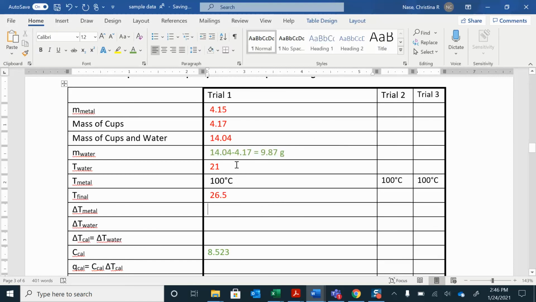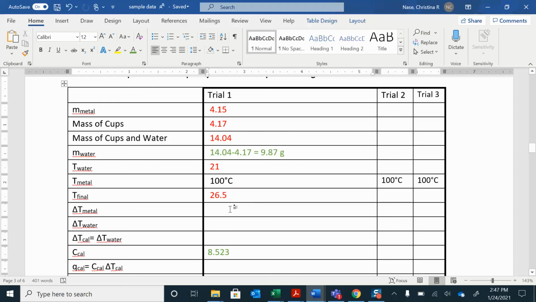This was my initial water temperature. This is my initial metal temperature. Remember what we did? We put it in boiling water. You put that little piece of metal in boiling water until it equilibrated to that temperature. So your initial temperature for the metal should be 100. Your final temperature after you put them together is whatever it is. You wait until it stops changing, and then there you go.